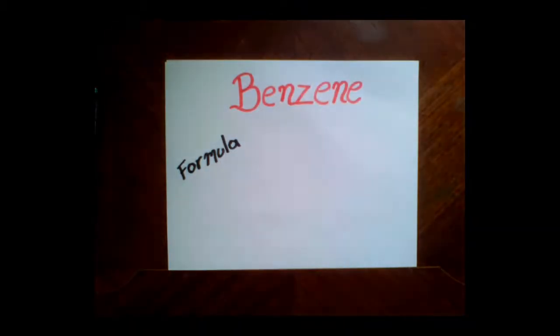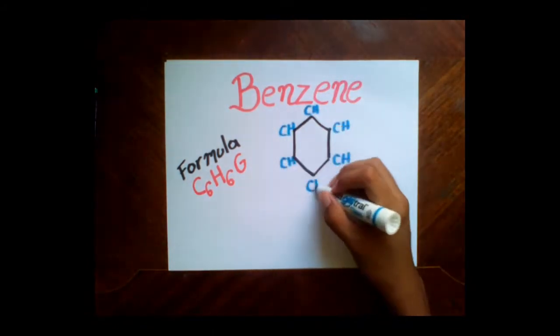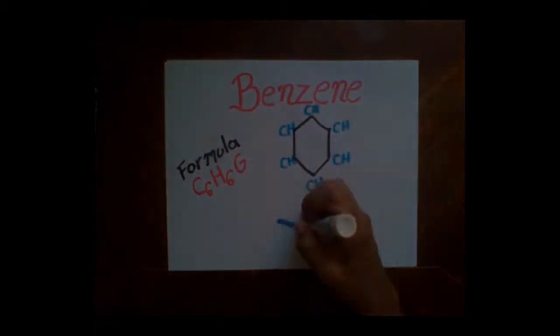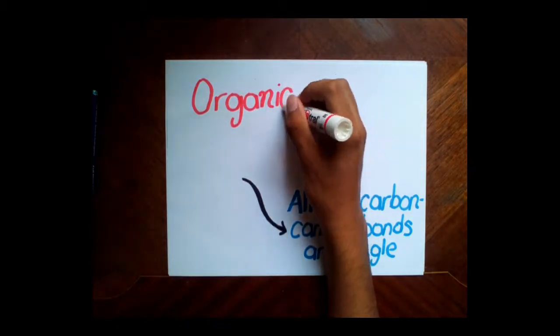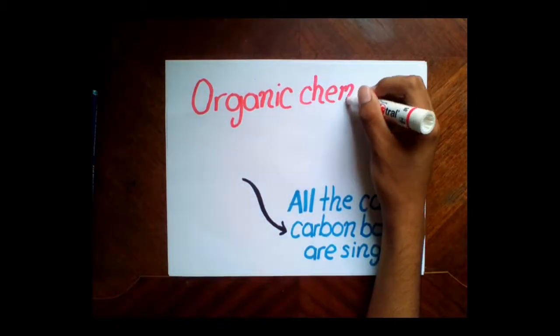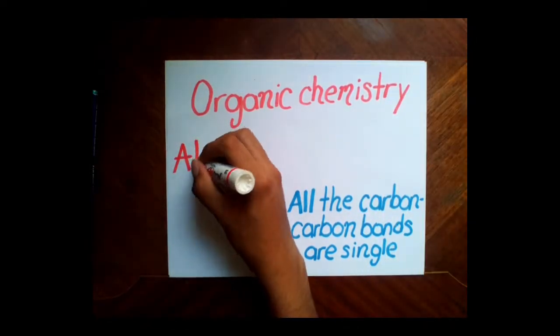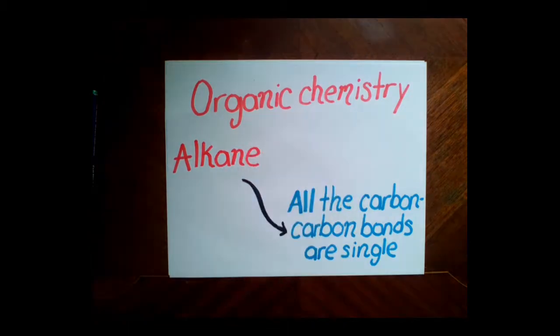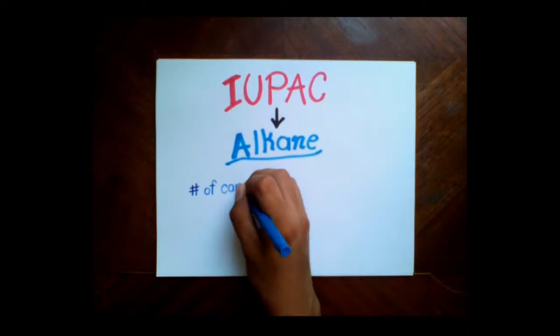Benzene is an important organic chemical compound with the chemical formula C6H6. The benzene molecule is composed of 6 carbon atoms joined in a ring with 1 hydrogen atom attached to each. In organic chemistry, an alkane is a hydrocarbon in which the covalent bond between the carbon atoms is very strong, allowing the carbon atoms to form long, stable chains. In alkanes, all the carbon-carbon bonds are single. The IUPAC nomenclature for alkanes is based on identifying hydrocarbon chains.